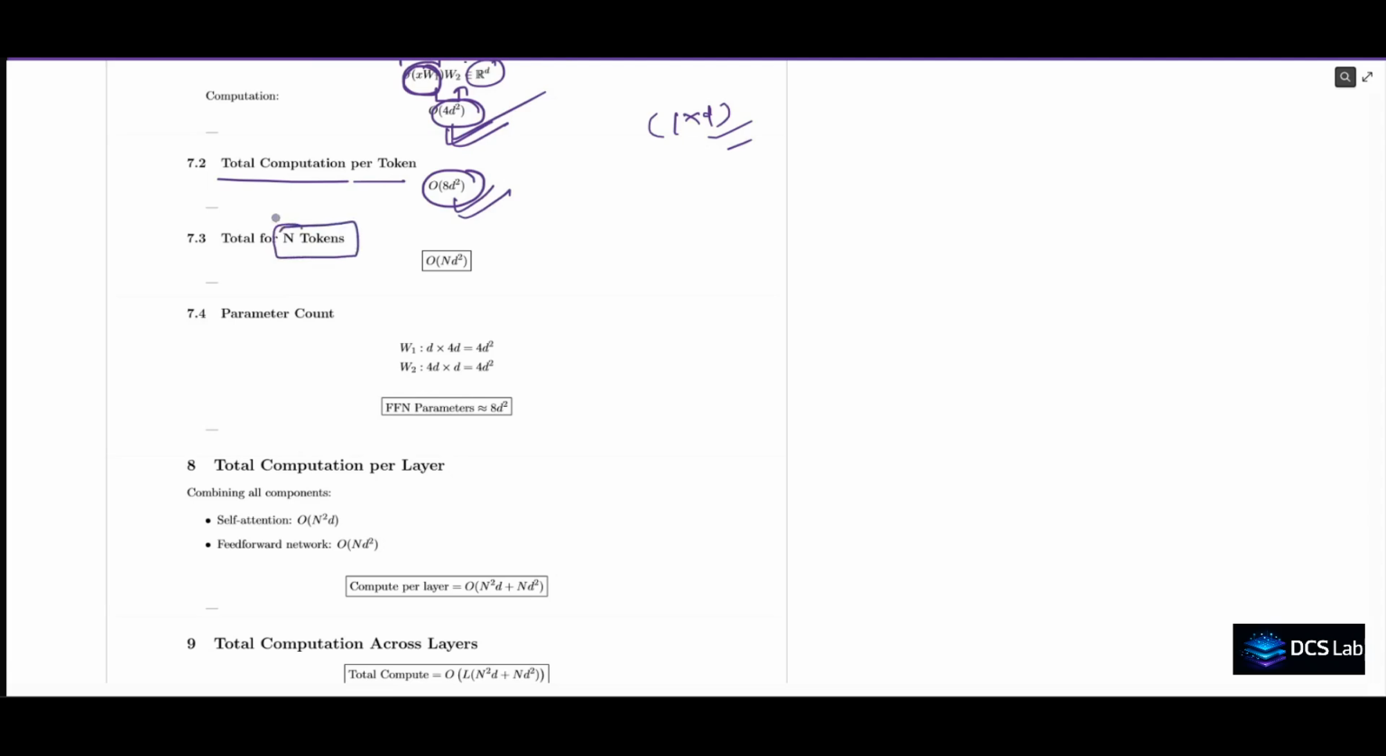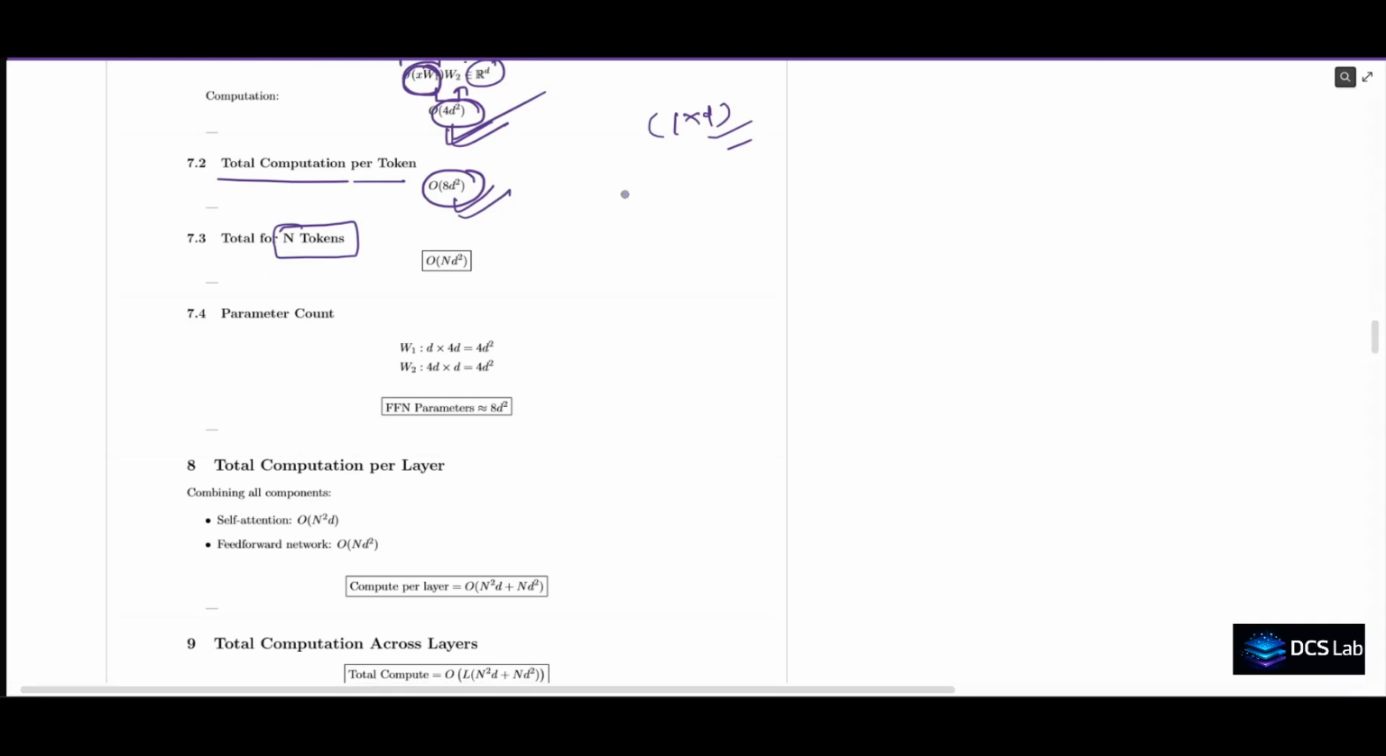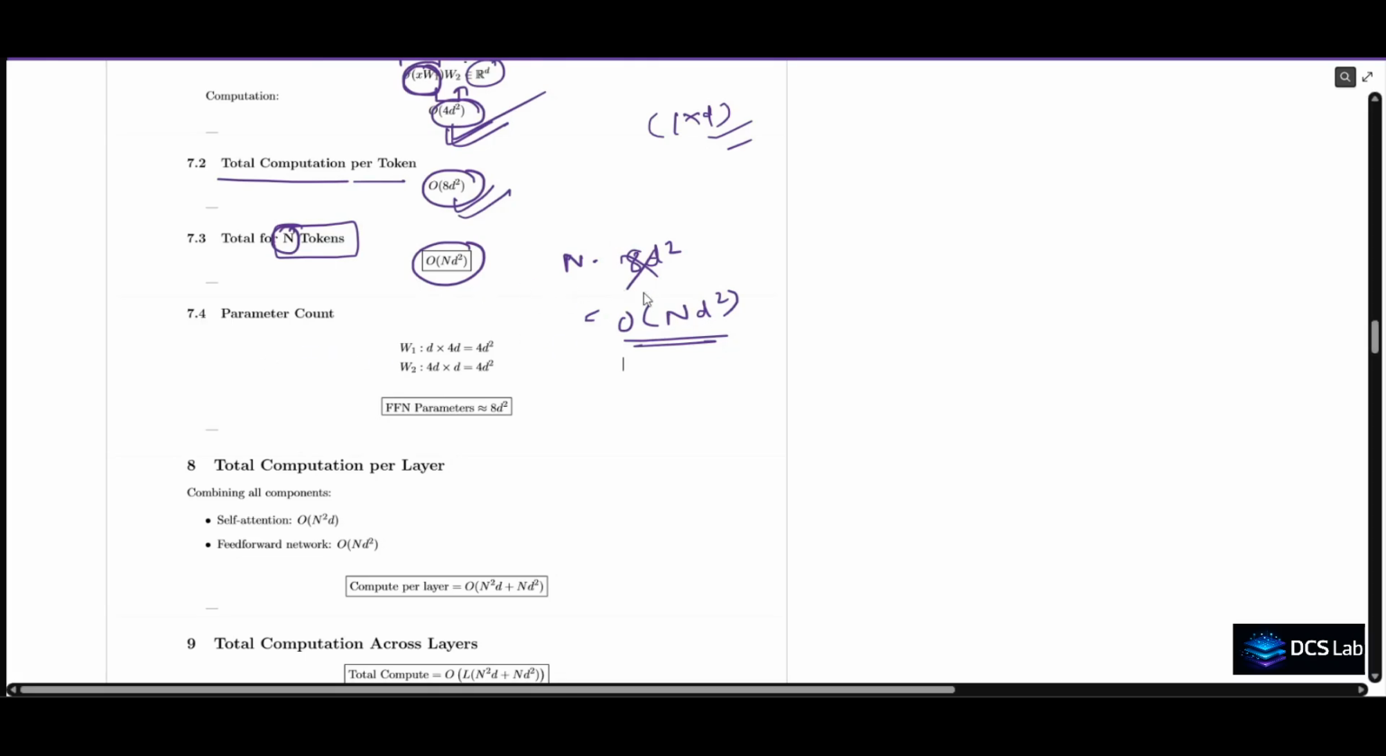Remember the colorful coding that OpenAI's tokenizer had done for the different tokens, whatever input you have sent. So we had a count n. For n, the cost will again be n into 8d square. This is constant, you skip it. So order of nd square is the cost associated with n tokens in the feed-forward neural network, right? We'll do a comparison down again.